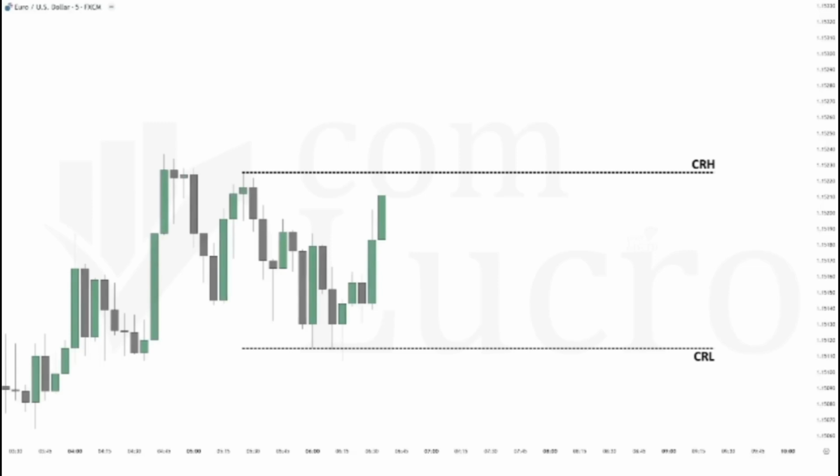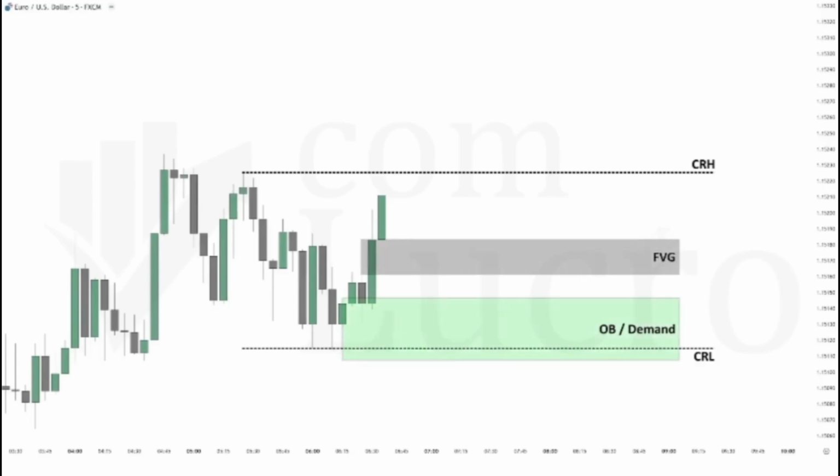Trade management. As discussed earlier, we always secure partial profits when price reaches a 1-to-1 risk-to-reward ratio. At that point, close 50% of the position. Move the stop loss to break even. This immediately removes risk from the trade. The remaining position is allowed to continue following the trend.